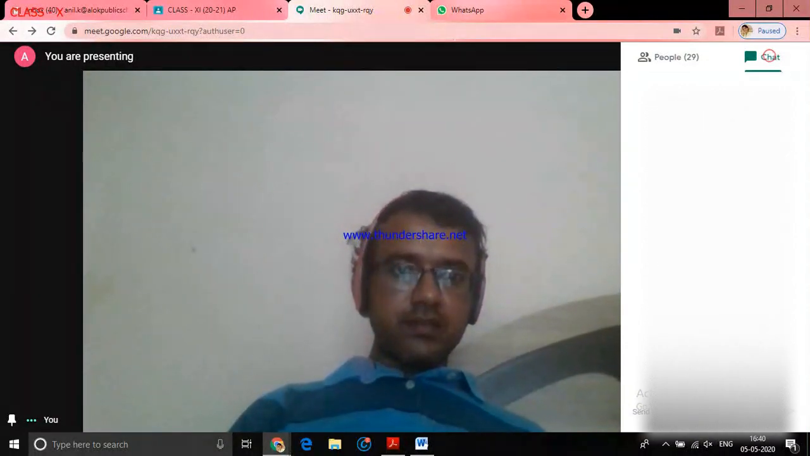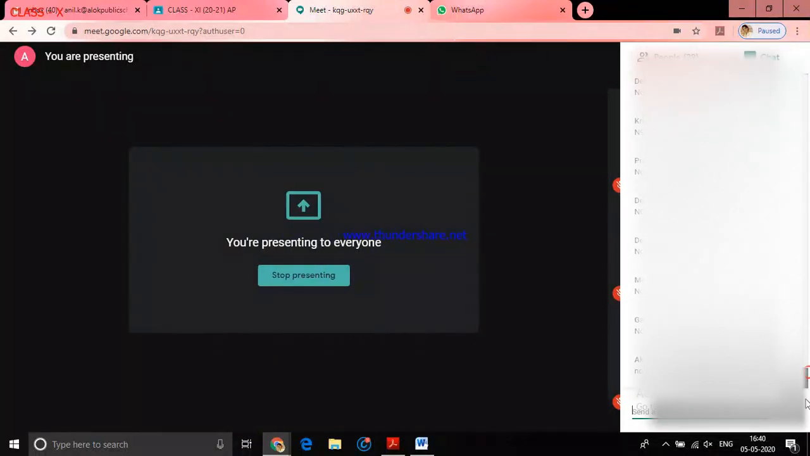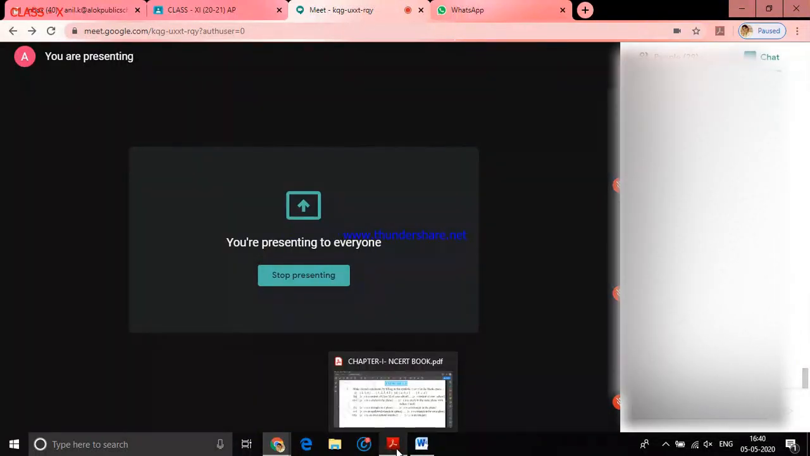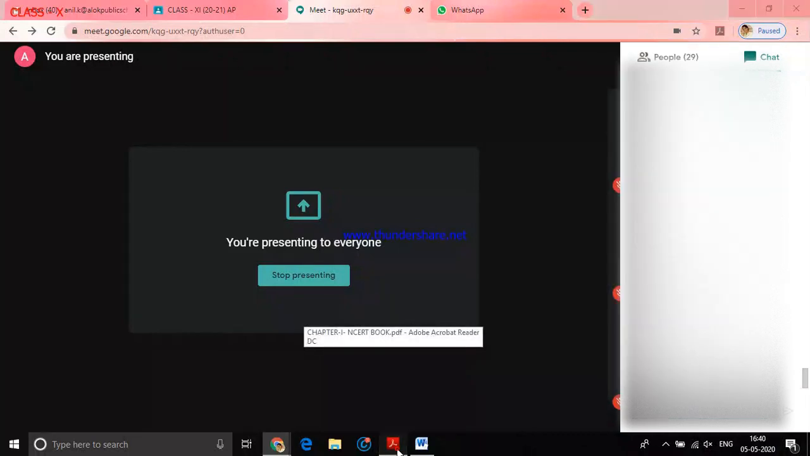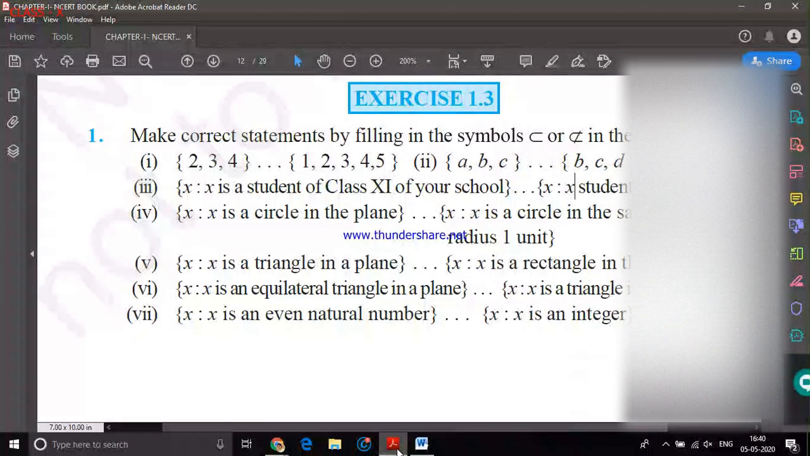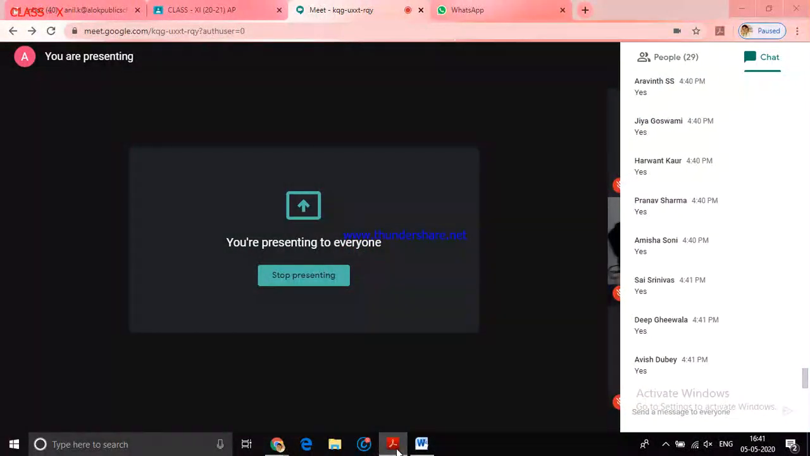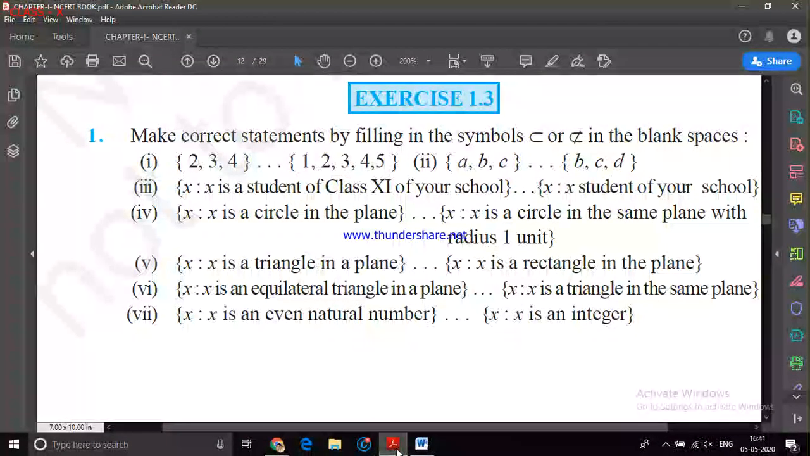Yes, the answer is no. A is not a subset of B. What about the reverse? Is B a subset of A? That means, is the set of all the circles of radius 1 a subset of all the circles in a plane? Yes, it is correct, because all the circles in the plane include the circle with 1 unit radius.